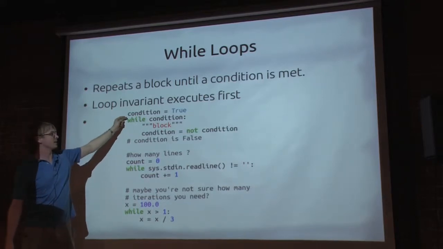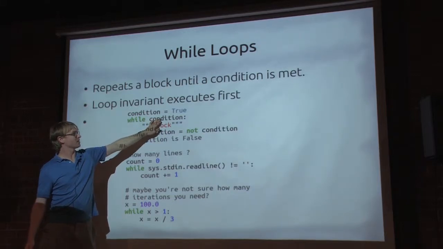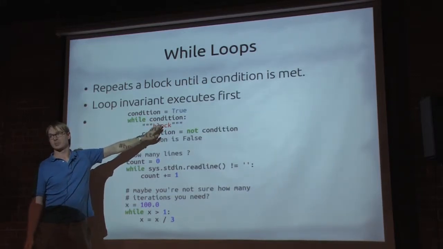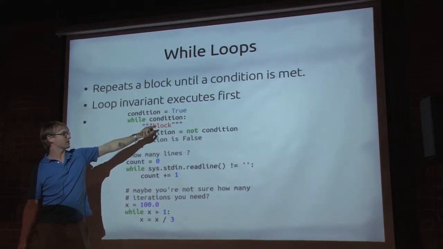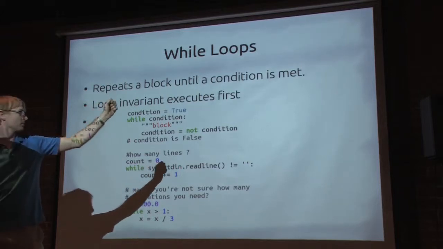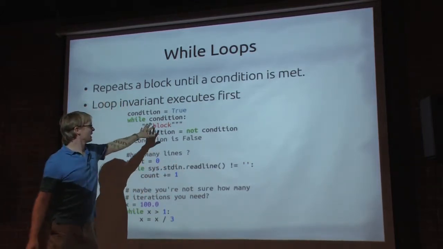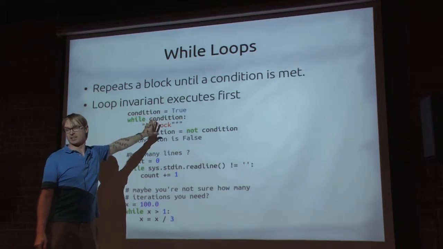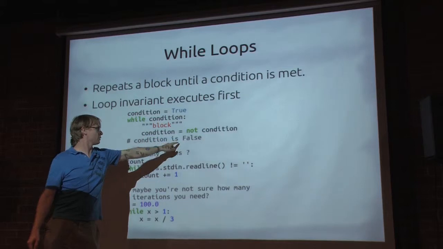The structure of a while loop is you have a condition, and then while that condition is true, you have a block. That block is run while that condition is true, and when that condition evaluates to false, it won't run this block again, and you'll be here. At this point, the condition will be false.